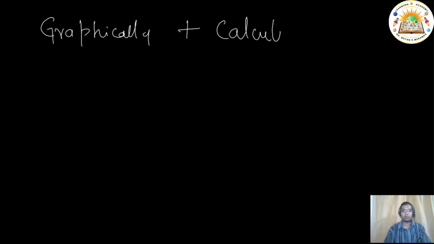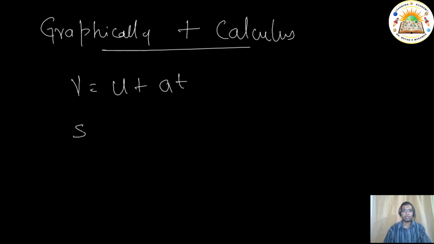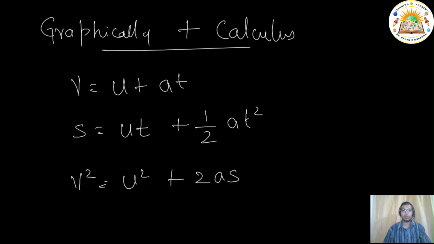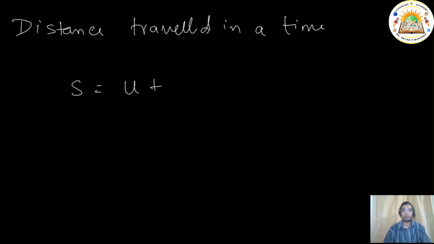Then we went ahead and derived, graphically and using calculus, the 3 equations of motion, that is v is equal to u plus at, s is equal to ut plus half at square, and v square is equal to u square plus 2as. Now for the second equation, we also saw that we can write the displacement or distance traveled in a particular second as s is equal to u plus a by 2 of 2t minus 1.